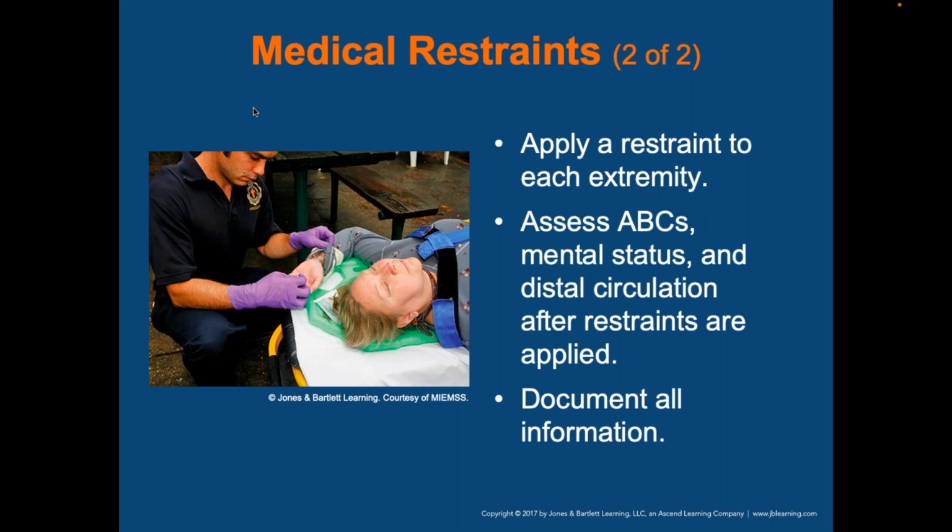So we're going to apply restraints. As you can see, this patient actually is on a backboard with a spider strap system, which is actually pretty interesting. I have some of those. Nice, nice. So apply a restraint to each extremity, one arm up, one arm down, usually is the best method.